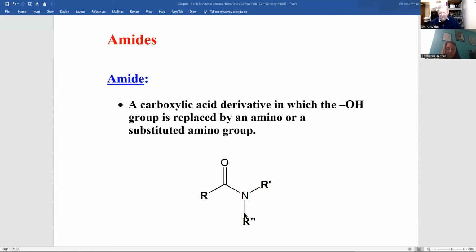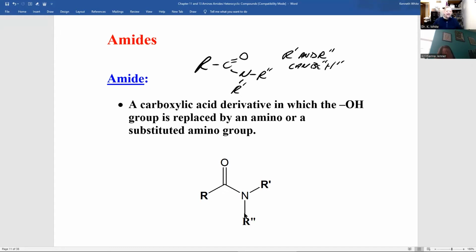And an amide, I have a fancy way of drawing it, is carbonyl with an R group and a nitrogen. And nitrogen in amides can have 3 bonds to it. And it could have R prime and R double prime. Now, R prime and R double prime, one or both or none, can be hydrogen. And this is an amide.